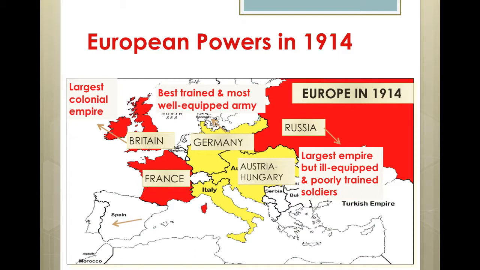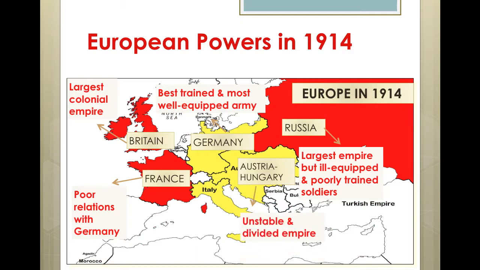Next, you have France. France had poor relations with Germany as it had been invaded by Germany in the past. Last but not least, you have Austria-Hungary, which was made up of people of different ethnicities who spoke different languages and had different religious beliefs. And not surprisingly, it was therefore unstable and a divided empire.